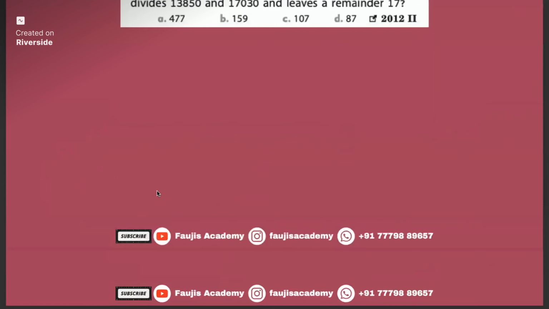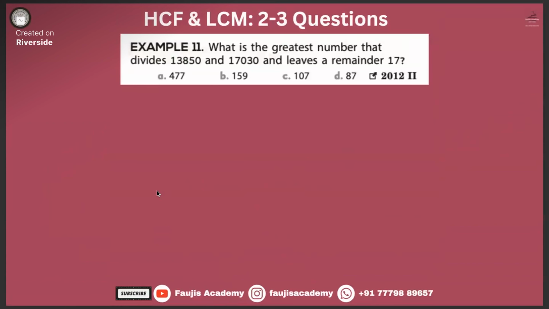I won't do this one. I will do this one and finish it off. Okay, sir. Because the last one is easy. What is the greatest number that divides this and leaves the remainder 17? What I have been telling you is that whenever we say greatest, that means HCF.